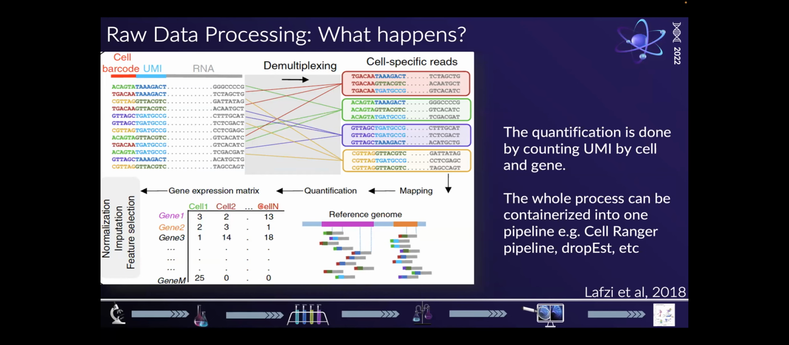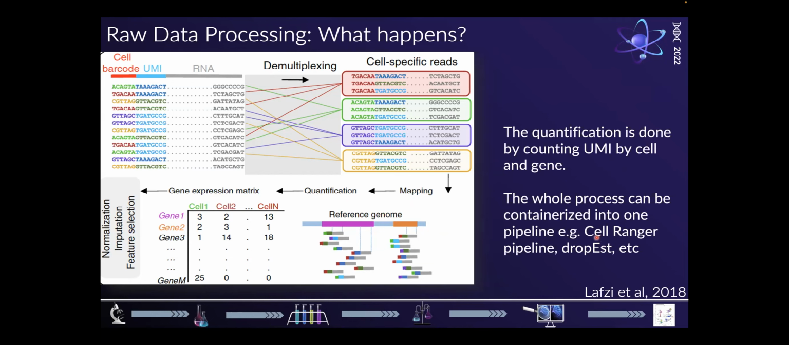Now, once you obtain a gene expression matrix by counting all the reads that are mapping to a particular gene, the next step is normalization, imputation, and feature selection. Some of these processes have been containerized into pipelines.